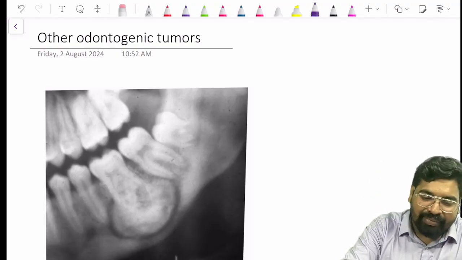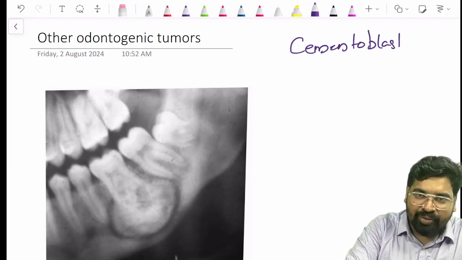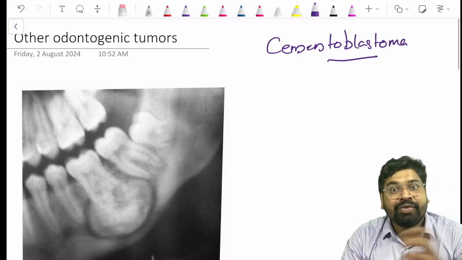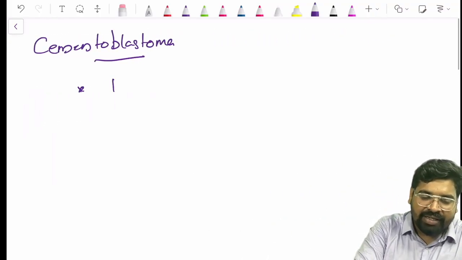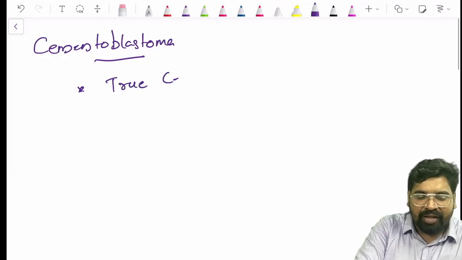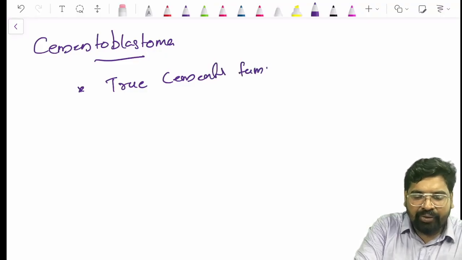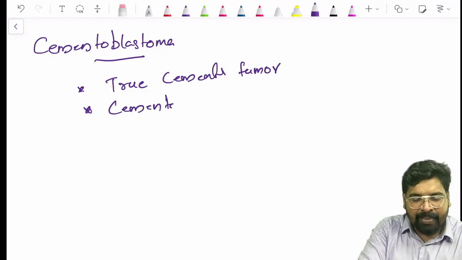Cementoblastoma. So cementoblastoma is an odontogenic tumor of your cementum, of your cementoblast. That tumor is a true cementoblastoma, or true cemental tumor. A true tumor of your cementoblast. So the origin is from your cementoblast.